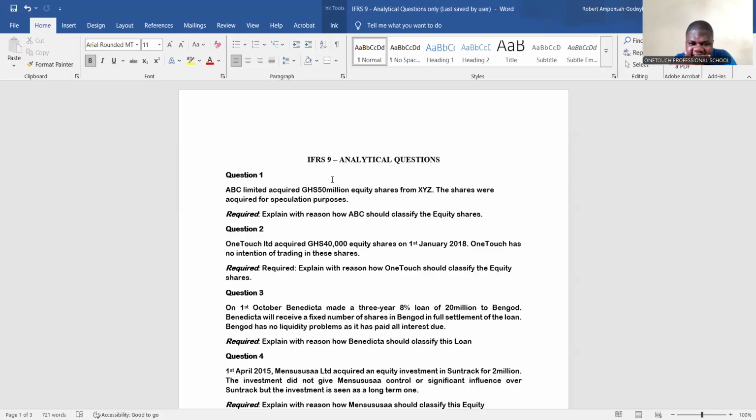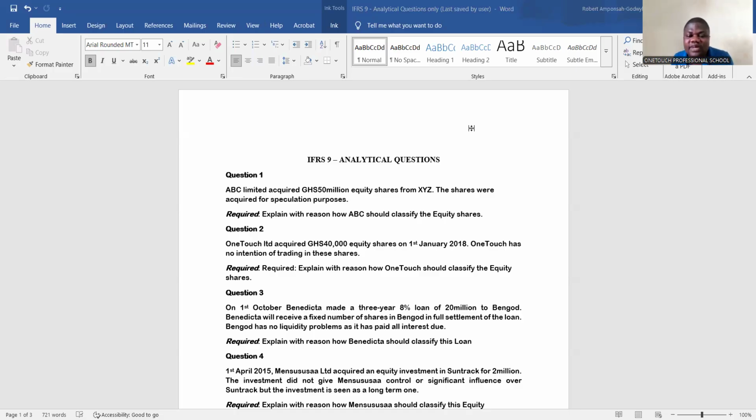Speculation means it is held for trading. Why? Because it is held for what? It is held for trading. Speculative. IFRS 9 requires that if it is held for trading, then it is compulsory to measure it at fair value through what? P&L. Okay, P&L.